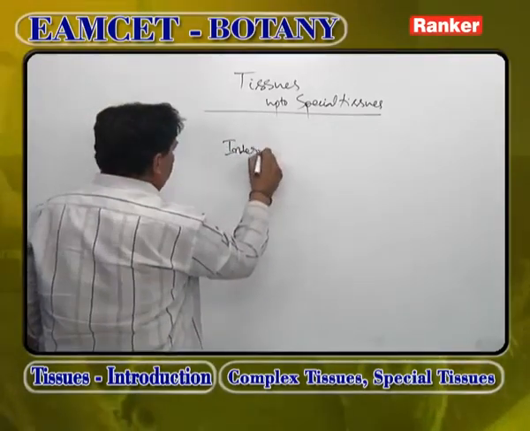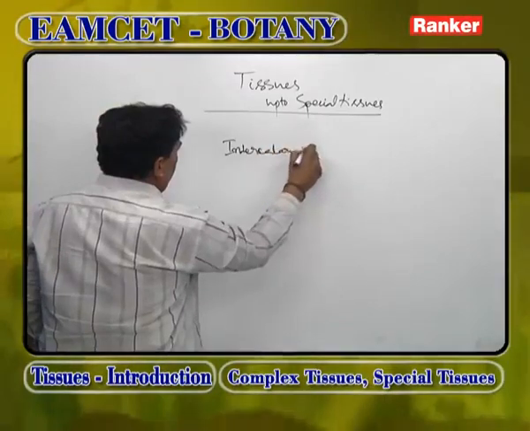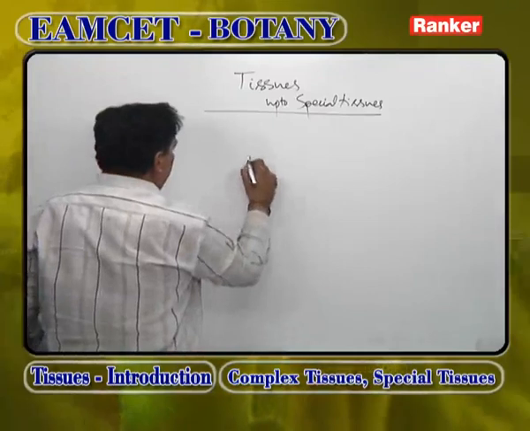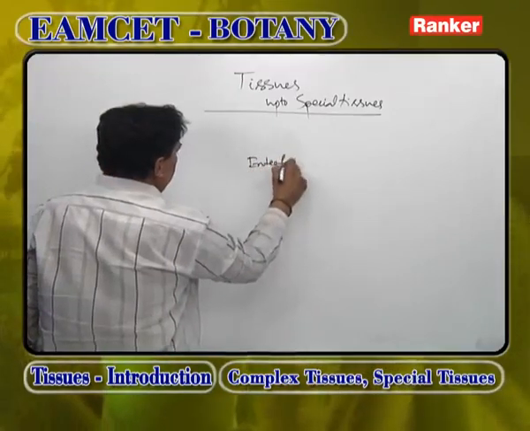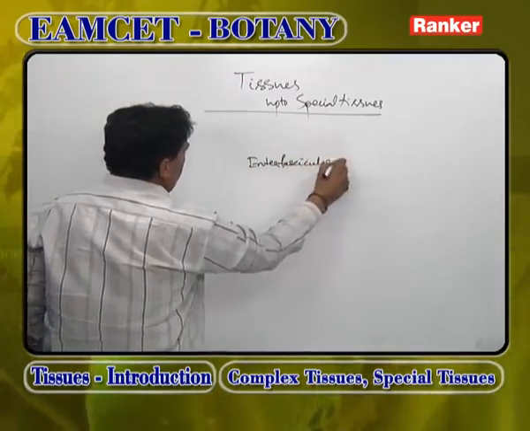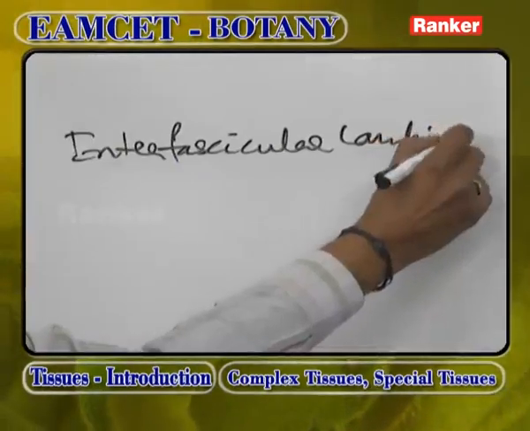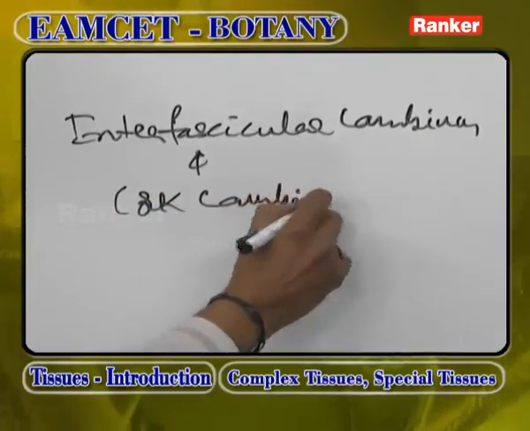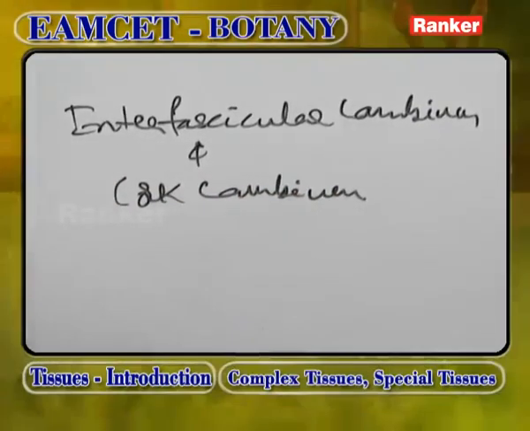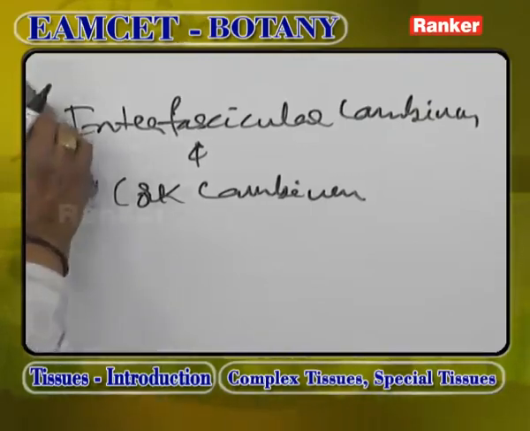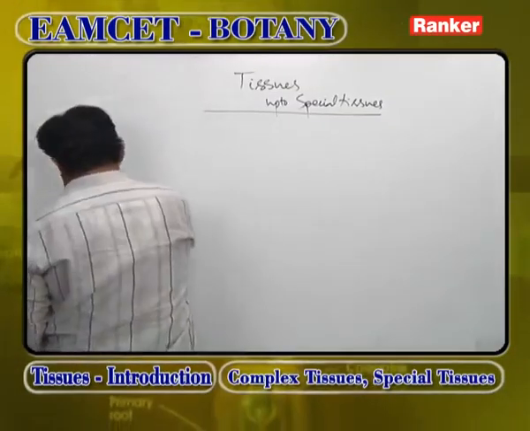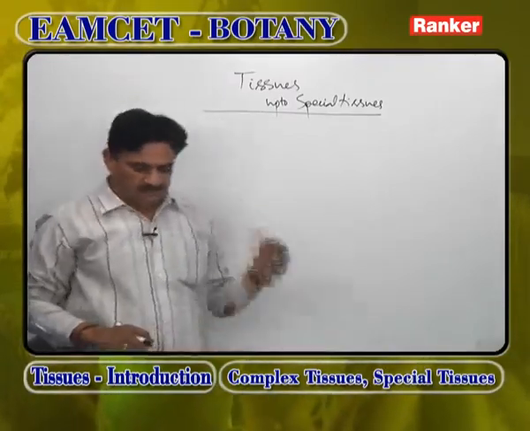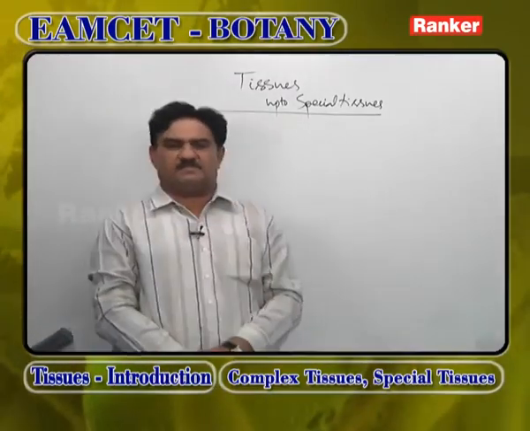The best examples of secondary meristems are interfascicular cambium and cork cambium. These two are the best examples of secondary meristems formed by the dedifferentiation of tissues. Then based on position, apical meristems are present at the root tip, stem apex and other places. Intercalary meristems are present in between the permanent tissues.